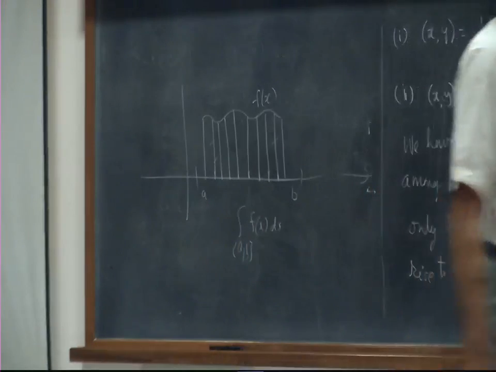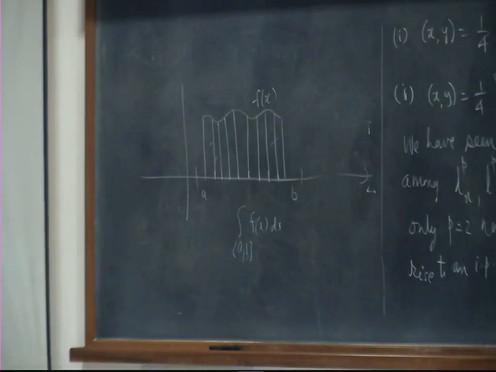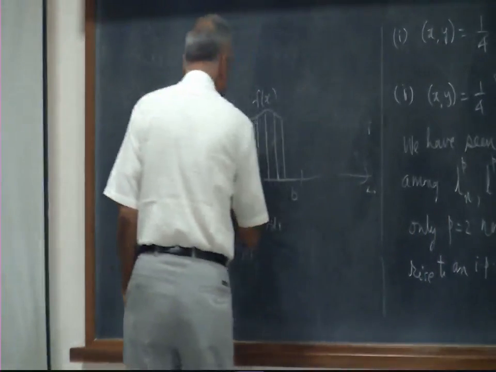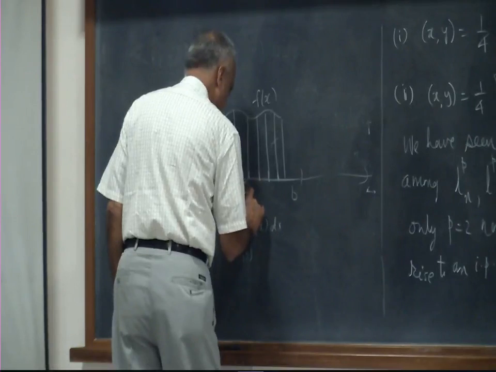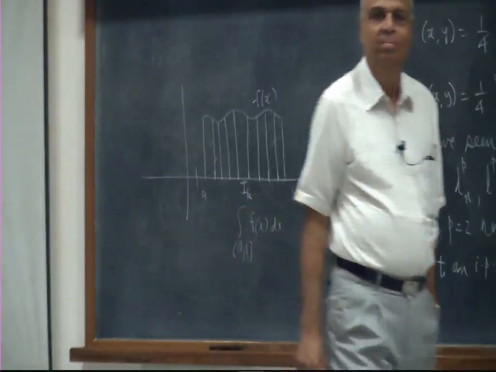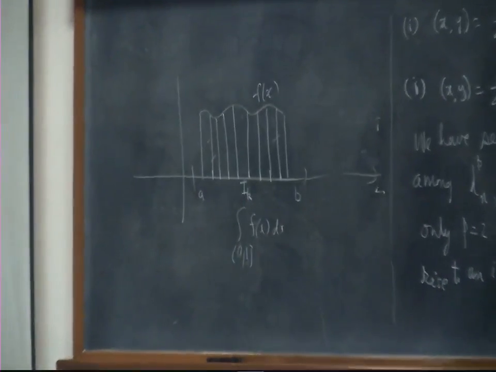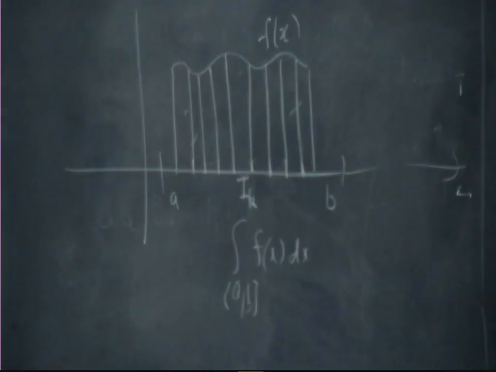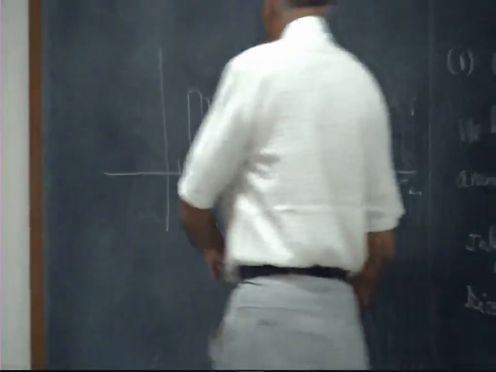Okay. He erected all these ordinates and then said, I will calculate the area of each one of these. So let me call a typical subinterval I_k, k equal to 1 to n. There are so many subintervals. So then what I do is, I calculate the area of this.